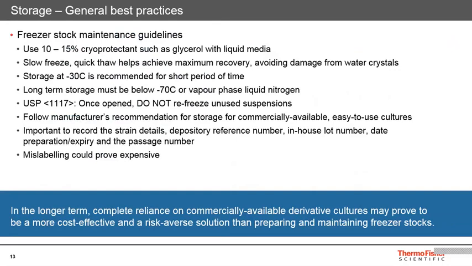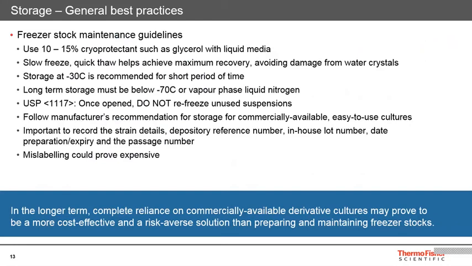If you do plan to make some frozen stock, here are some of the best practices that you could follow. Always use 10 to 15% of a cryoprotectant, such as glycerol, in liquid broth, such as TSB. The golden rule for making frozen stock is that we freeze the material slow and thaw quick. It helps avoid creating ice crystals that can dramatically reduce the recovery. For freezing down, ideally the temperature needs to drop 1 degree centigrade per minute.